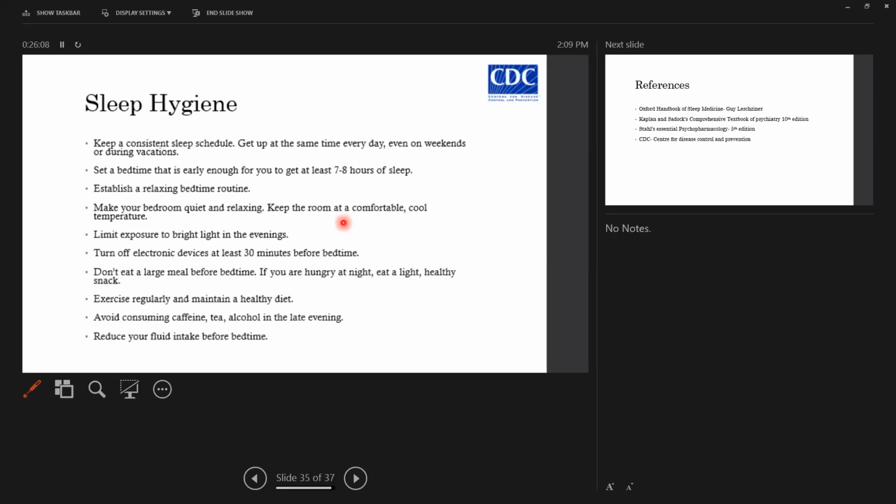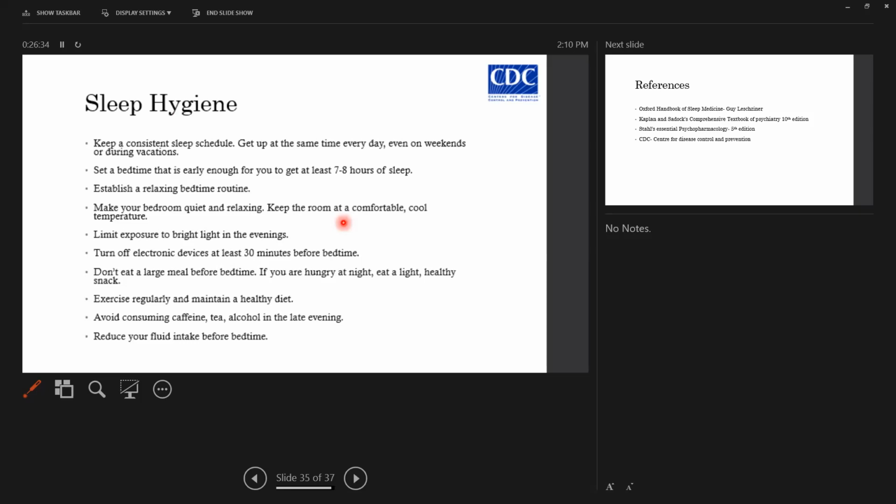Now, what is sleep hygiene? Sleep hygiene involves multiple things. For example, to have good sleep hygiene, it involves a consistent sleep schedule. Get up at the same time every day, even on weekends or during vacations. Set a bedtime that is early enough for you to get 7 to 8 hours of sleep. Establish a relaxing bedtime routine.